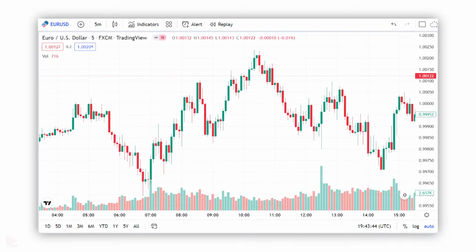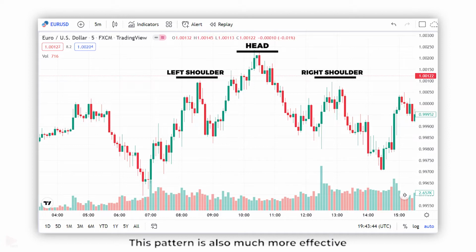So this pattern consists of 3 different peaks, being 2 shoulders and 1 head. The longer the pattern takes to form, the more reliable it is deemed to be. For instance, a 5-month daily head and shoulders is much more reliable than a 2-day 5-minute head and shoulders. This pattern is also much more effective when it is found at price extremes, meaning when the head and shoulders forms at, let's say, an all-time high, or on the flip side, when we have an inverse head and shoulders at an all-time low as well.